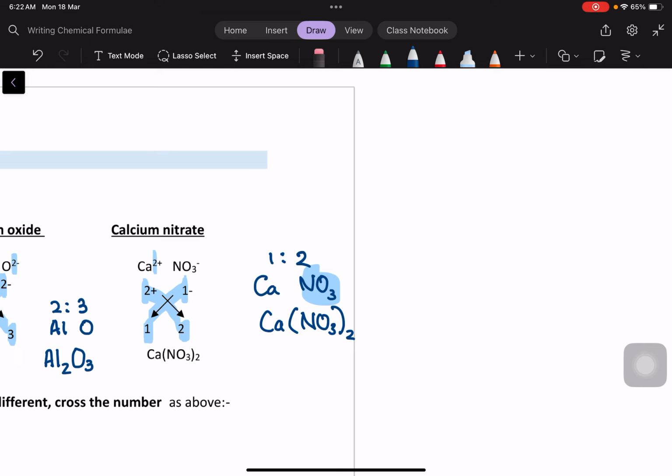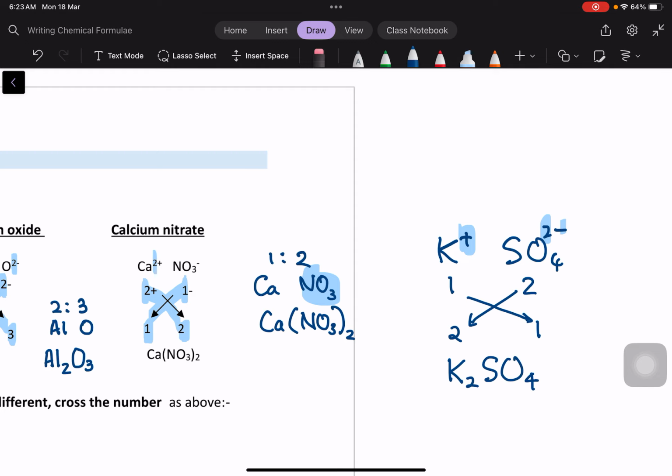Now I'll give you one more example for polyatomic ions. Say we are looking at potassium sulfate, SO4 2 minus. So again, you write down the charges of potassium, or you can just write down the number 2 from the sulfate, and 1 from the potassium. So if you have different numbers, what you do is cross and drop. And notice that you need 2 K and 1 sulfate. So you're going to just put down SO4.